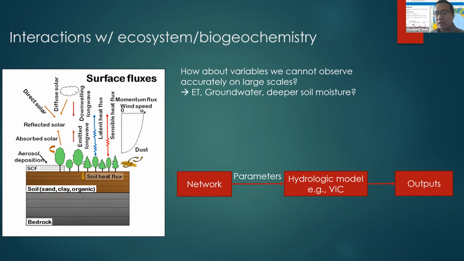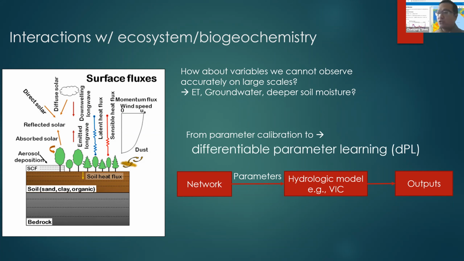It's still applicable, but in a different way. Here we're promoting that we move from parameter calibration to a new paradigm called differentiable parameter learning, DPL. In this paradigm, we have a new deep learning neural network that estimates parameters for your models. Parameter calibration has always turned out to be a huge headache for hydrologic models, and also for biogeochemistry and ecosystem models. There are a lot of parameters there. So this network would estimate the parameters for these models.